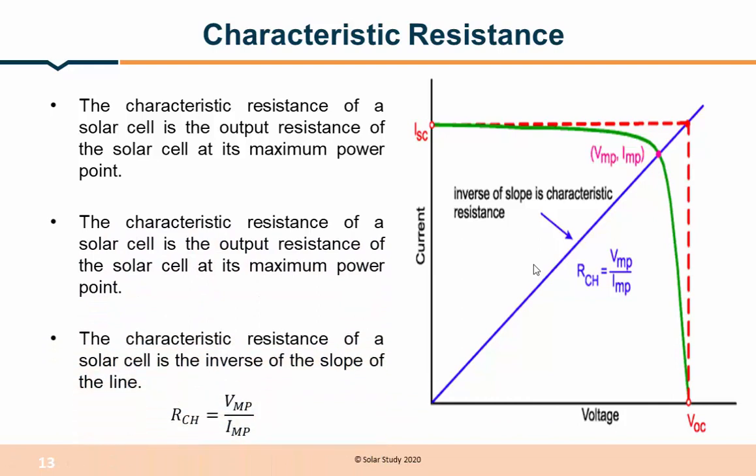Then how will we derive this resistance? We know that because of the diode equation, we have derived the resistance in terms of voltage divided by current. So here the characteristic resistance is nothing but maximum voltage divided by maximum current. That is, at this point here I will get the resistance, which is called the characteristic resistance at the maximum power point.